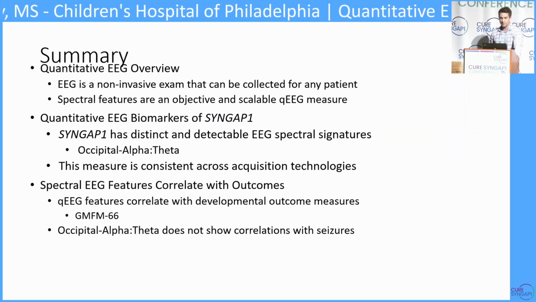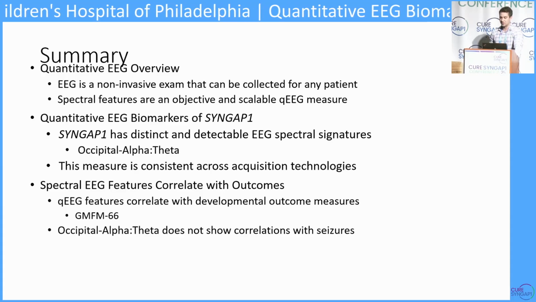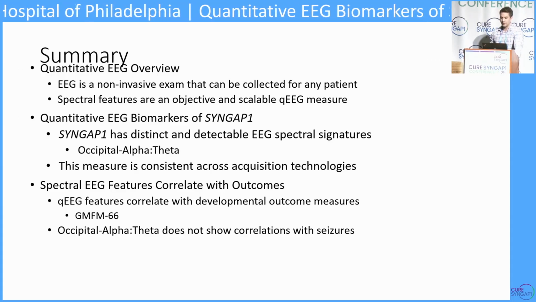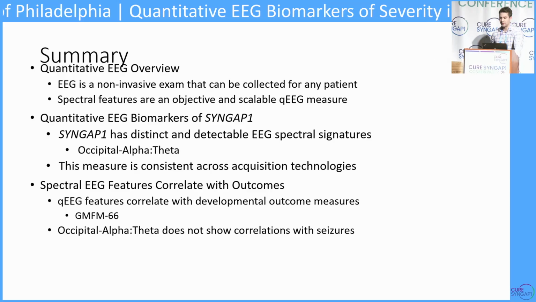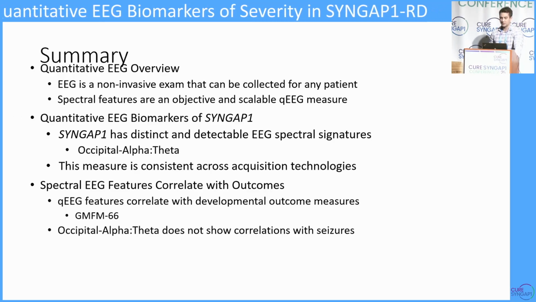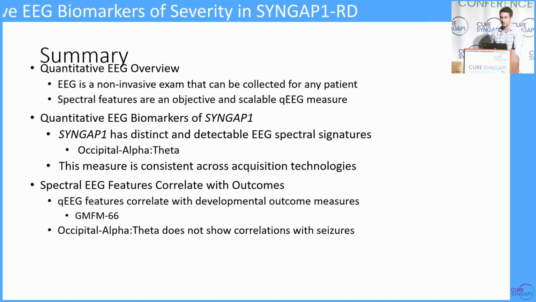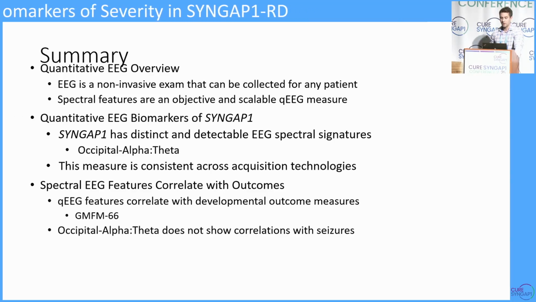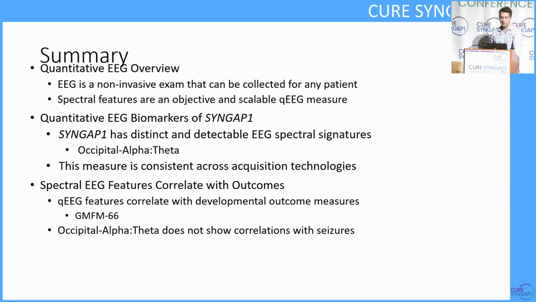So to quickly recap, I gave you a quick background on EEG, which is a non-invasive and accessible test. We looked at how QEEG approaches like spectral feature analysis can extract meaningful measures from complex data. We took a look at some of the more recent modeling approaches, which demonstrated occipital alpha theta as a strong candidate biomarker of differentiating SYNGAP from controls. And finally, occipital alpha theta shows correlations with developmental assessments, chiefly the GMFM66. Put together, this creates a strong candidacy profile for occipital alpha theta as a biomarker in SYNGAP1 related disorders.